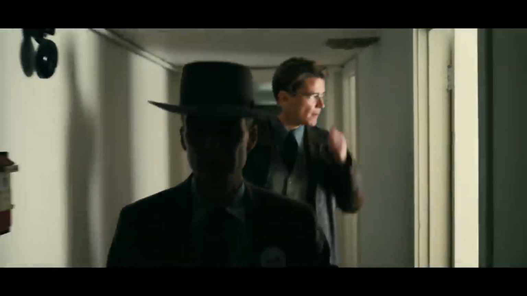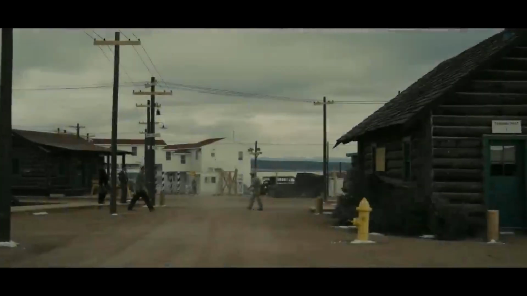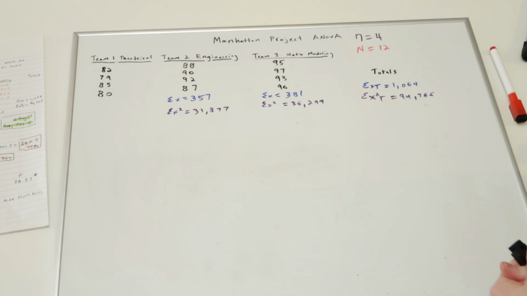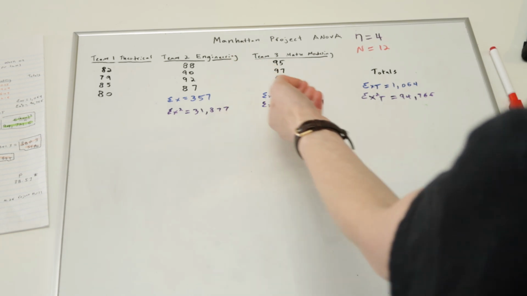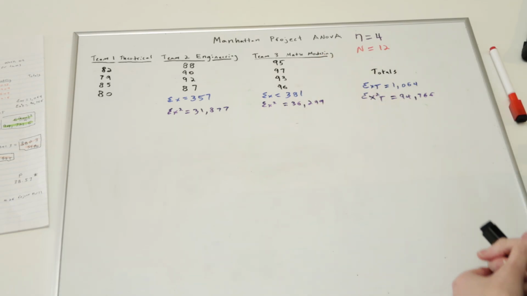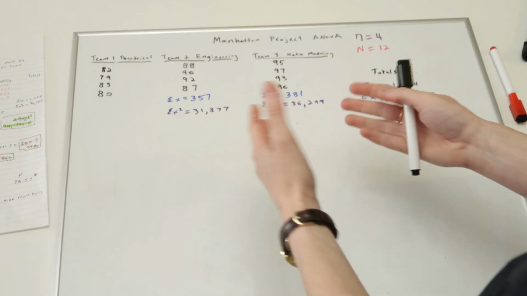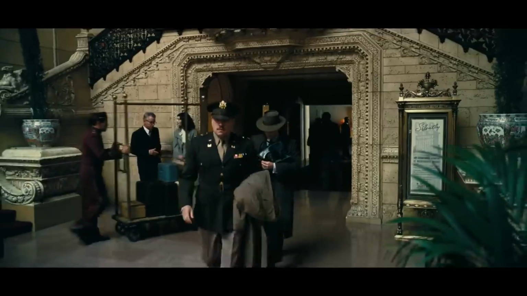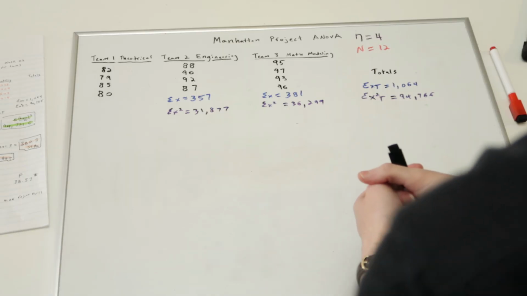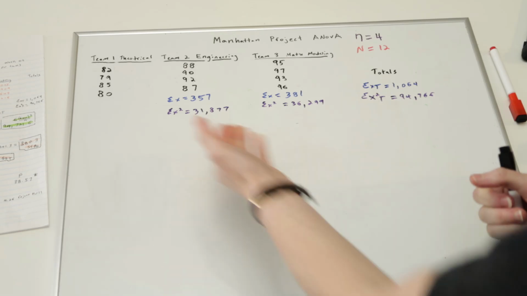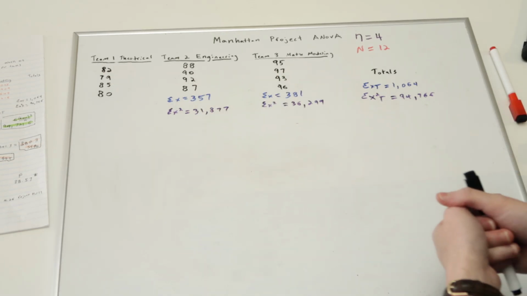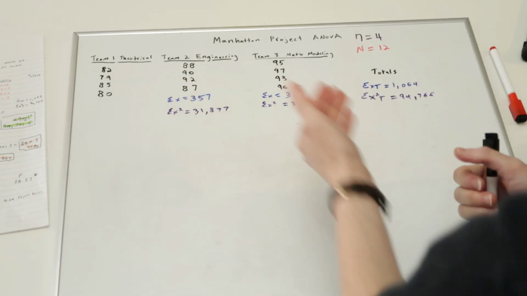So there were groups of scientists obviously working on this, and in this problem we have 3 teams of scientists. We have a theoretical team, an engineering team, and a math modeling team. And we're dividing them up to work on nuclear fission calculations. Nuclear fission is how they were able to achieve the atomic bomb. And so we got a sample of 12 here, 12 scientists in 3 groups, 4 in each group.